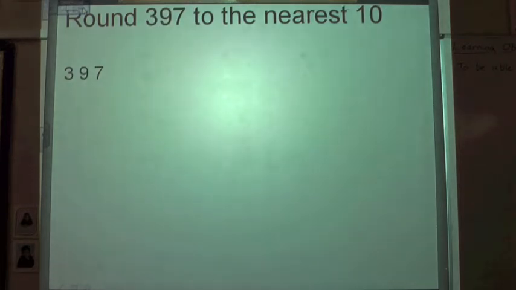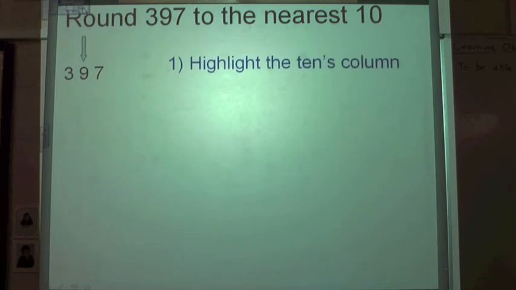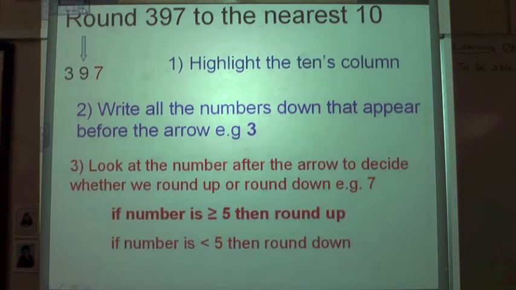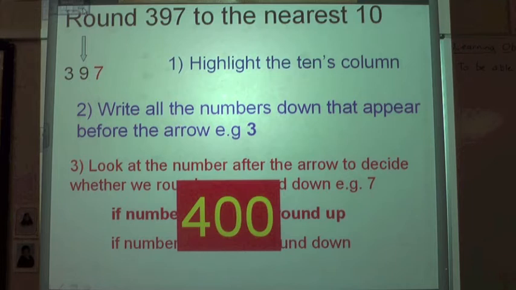Okay. And one more, rounding to the nearest 10. Highlight the tens column again. Write down all the numbers that appear before, so a 3. Look at the number afterwards, a 7. 7 is more than 5, so it should round up. So our value now goes to 400. We've rounded to the nearest 10, but in this case the nearest 10 takes us up above the 100, so it goes to 400. Okay.